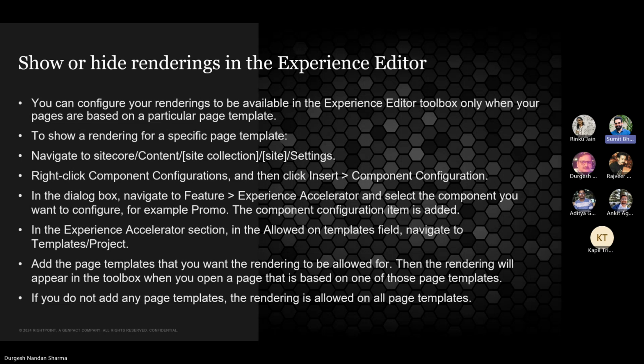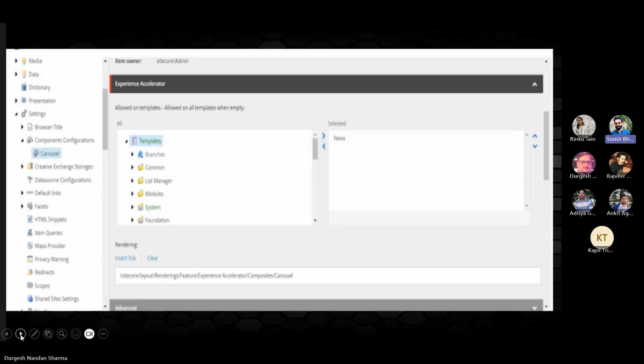And here you will find a new field called allowed on template field. So here you need to add a template. If you have added a template for that rendering, and you open a page created by that template in the Experience Editor, then that particular rendering will be shown in the toolbox. If you open another page with a different template, then that particular rendering will not be shown in the toolbox.